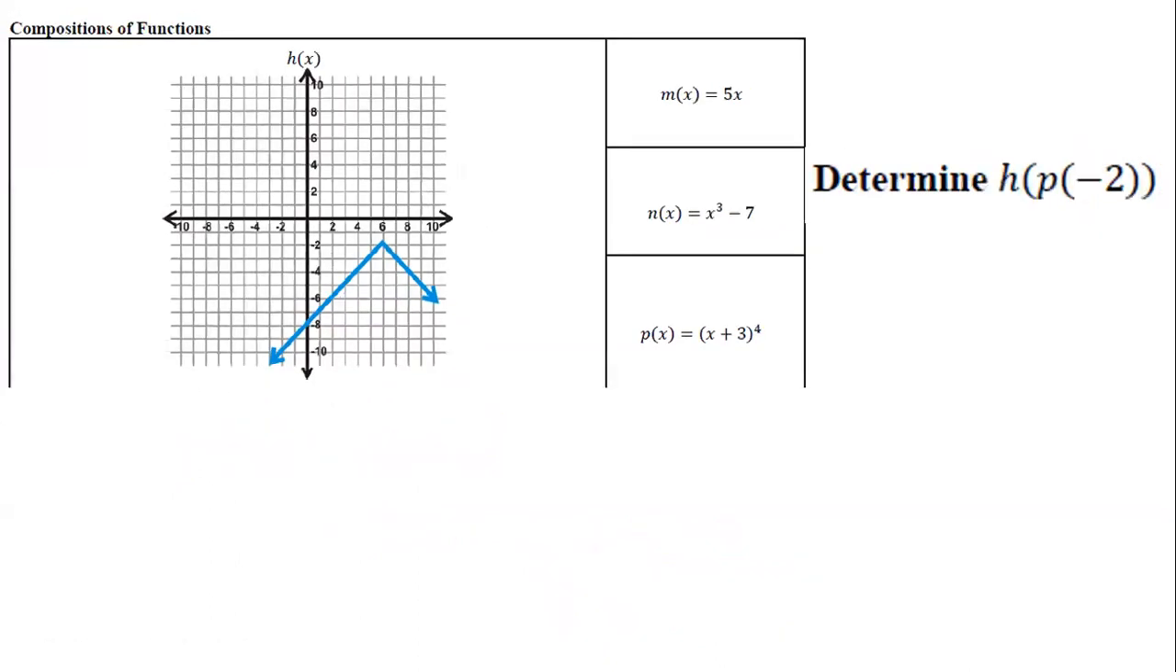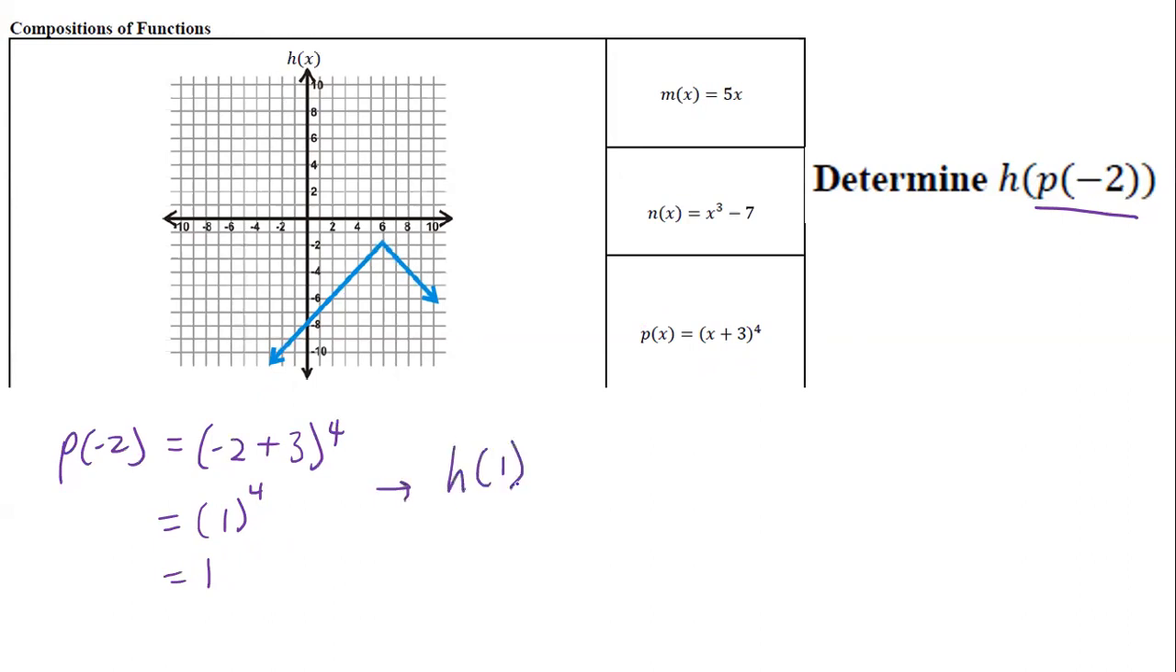Okay. So now we're doing H of P of negative 2. So we're starting on the inside. We have to find P of negative 2. So P of negative 2 means we're starting at P, right? And we're going to plug in negative 2. So we have negative 2 plus 3 to the 4th equals 1 to the 4th. And what's 1 to the 4th? 1. So now we're going to take that and plug it into H. H is our what? That's the graph. So we're going to go to x equals 1, follow it down, and what do we get? Negative 7.